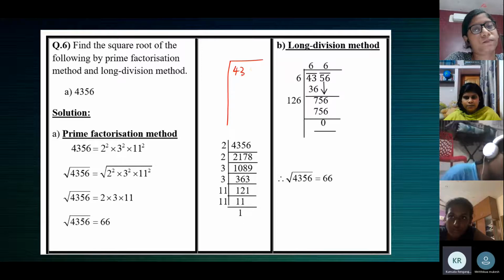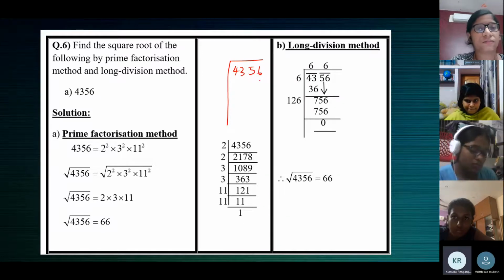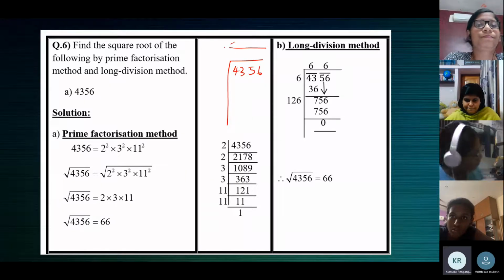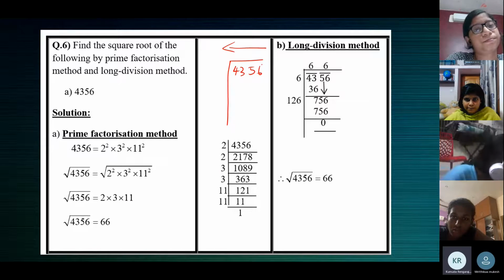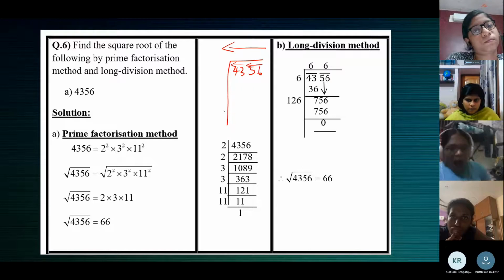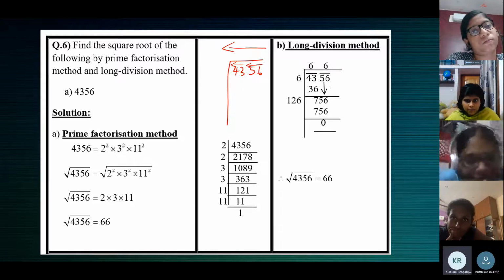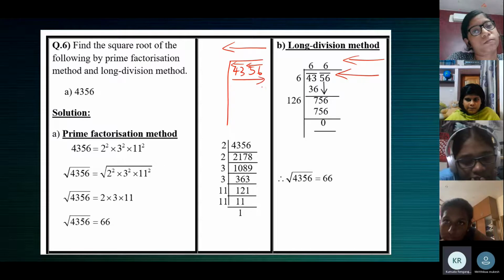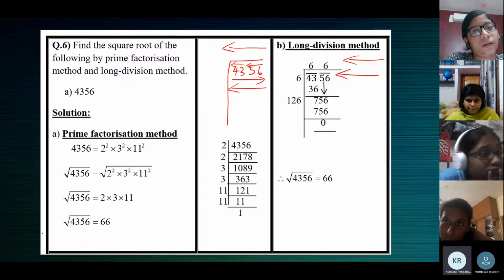So 4 3 5 6. We need to pair the digits from behind, that is in this direction. So 5, 6 makes one pair, 4, 3 makes another pair. Group the digits in twos from behind, in reverse order like this, not forwards.